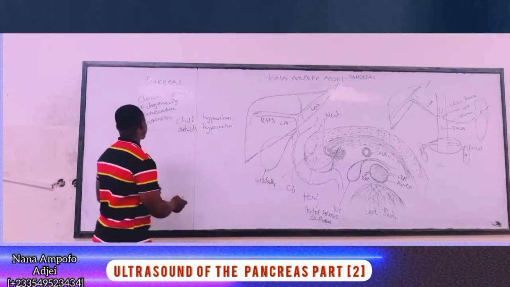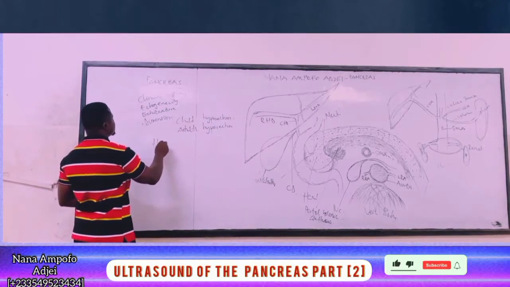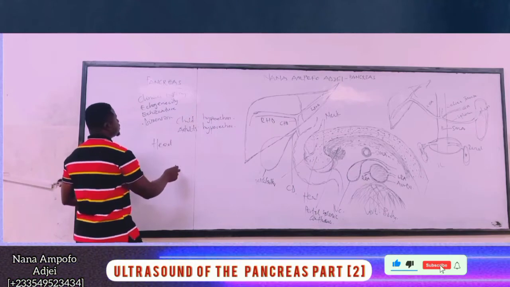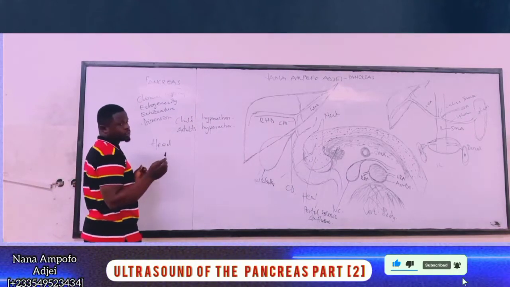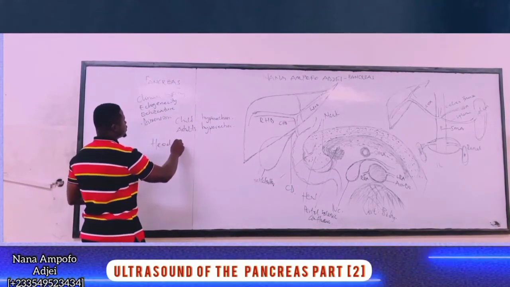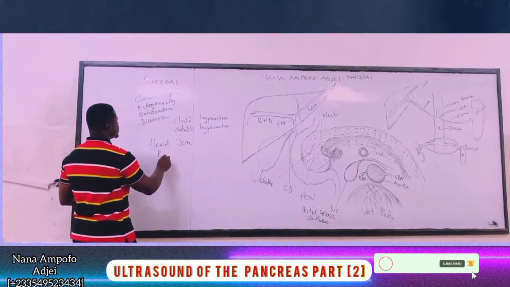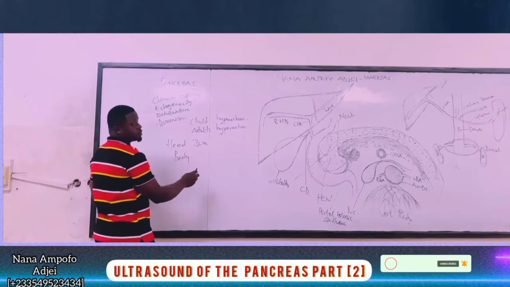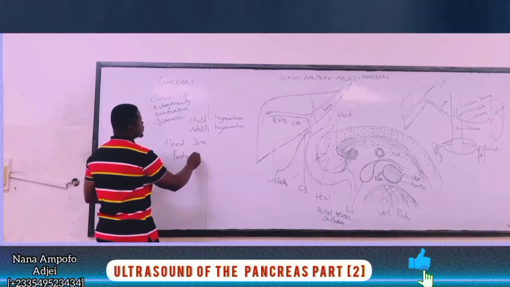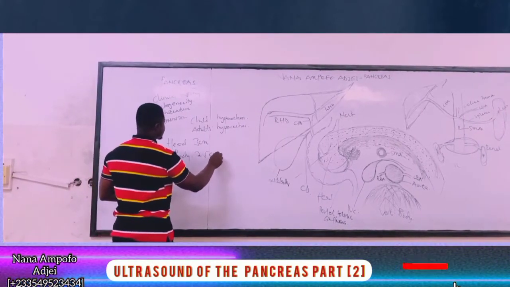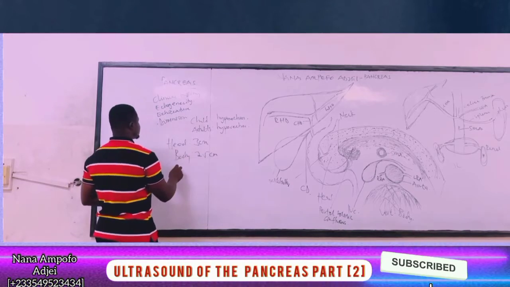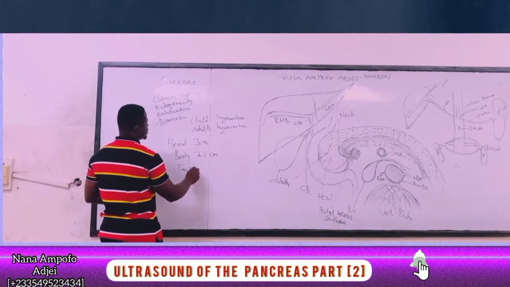And then for the head of the pancreas, it should not be greater than what? 3 centimeters. Okay, the body? It should not be greater than 2.5 centimeters. And then the tail? Less than 1. Yes.